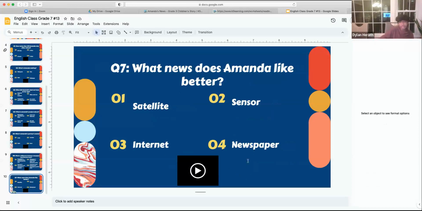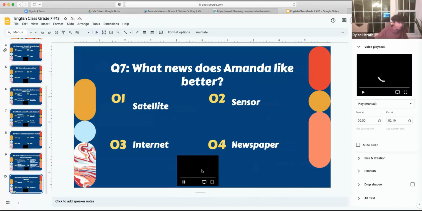Is it satellite, sensor, internet, or newspaper? So after reading this whole thing, even without listening to this part of the recording, you should be able to narrow it down between two possibilities. So I'm gonna play it. I am going to play it from right here, and listen to what Amanda likes. Which news does Amanda like better?